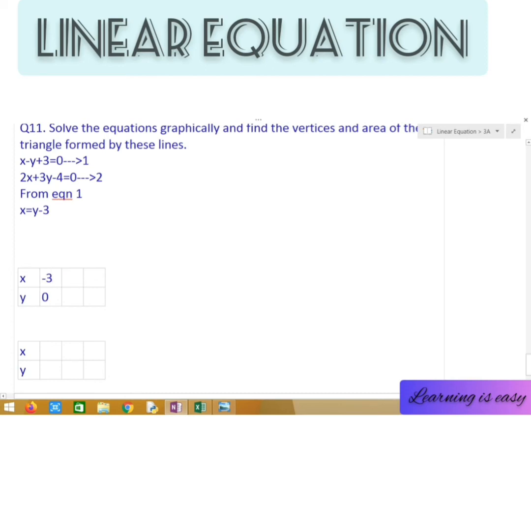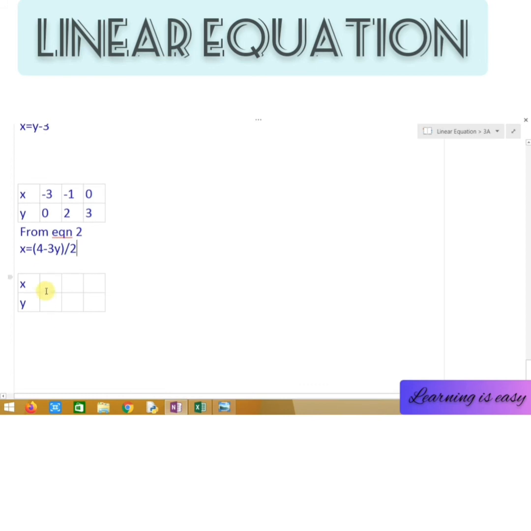So by assuming y as 0, we get the value of x as minus 3. When y is 2, value of x is minus 1. When y is 3, x is going to be 0. So from equation 2, we can write x as 4 minus 3y divided by 2. By giving different values for y, we can get the respective x.